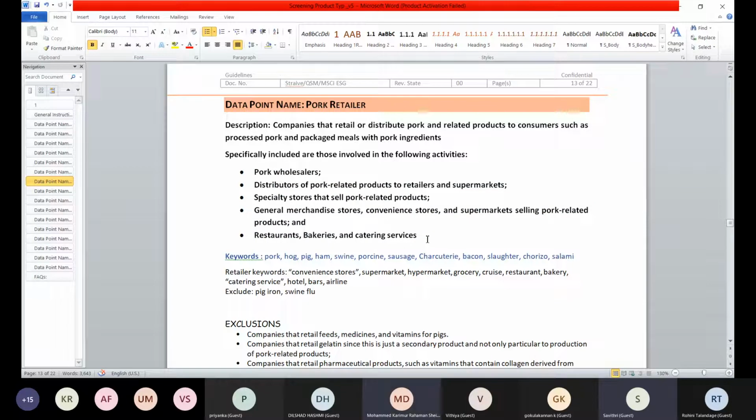The restaurants, bakeries, as I said, if they have any pork related food in their restaurant menu, then it will be pork retailer only. Sir, all these are inclusions. Yeah.